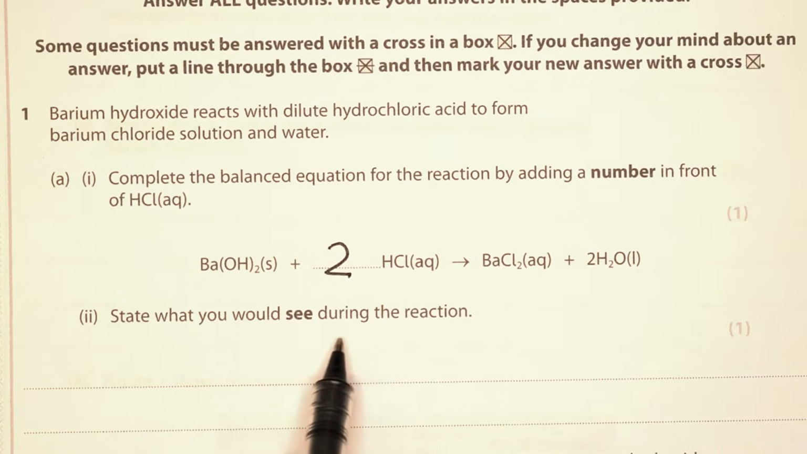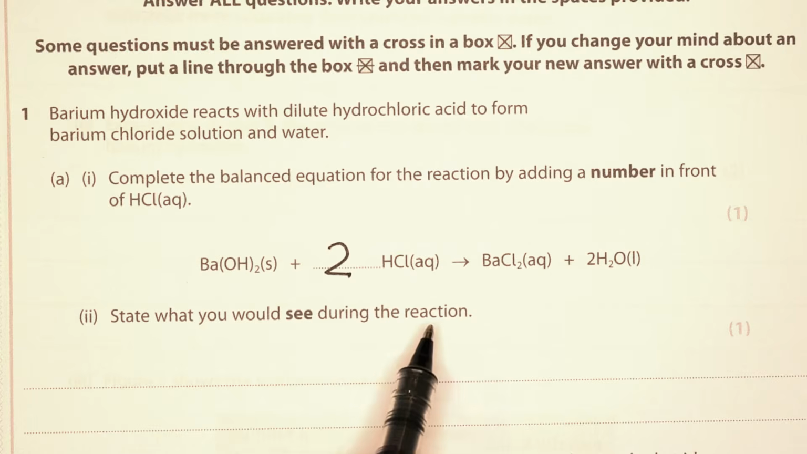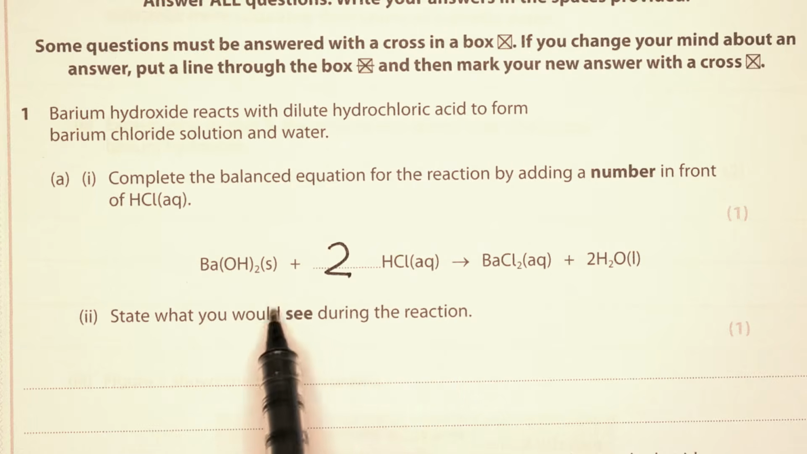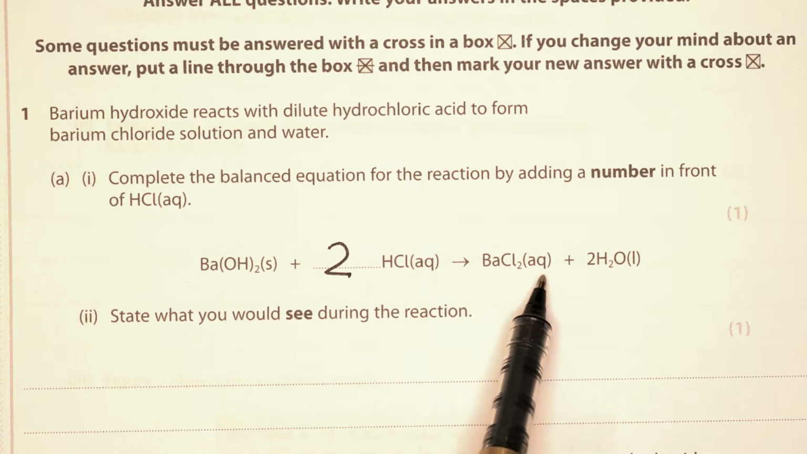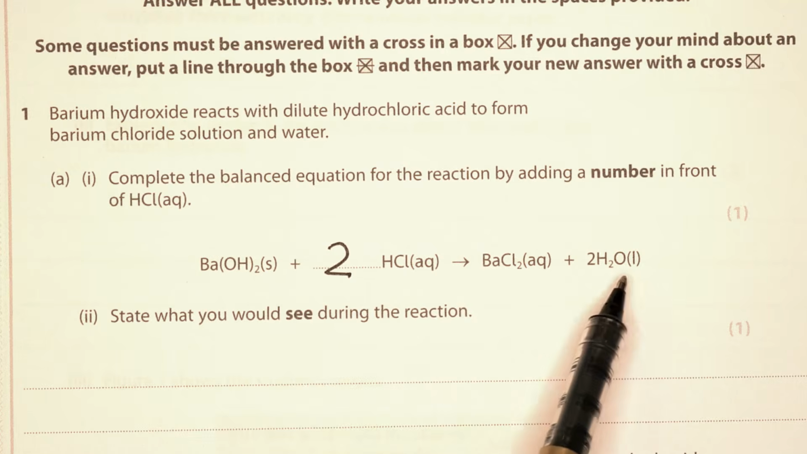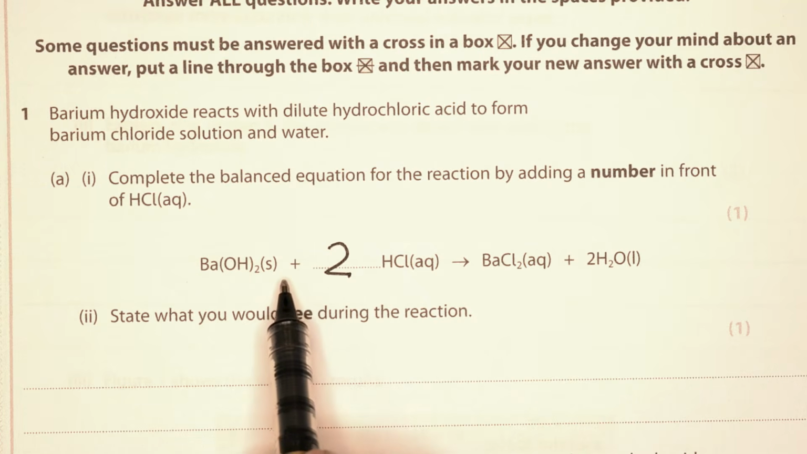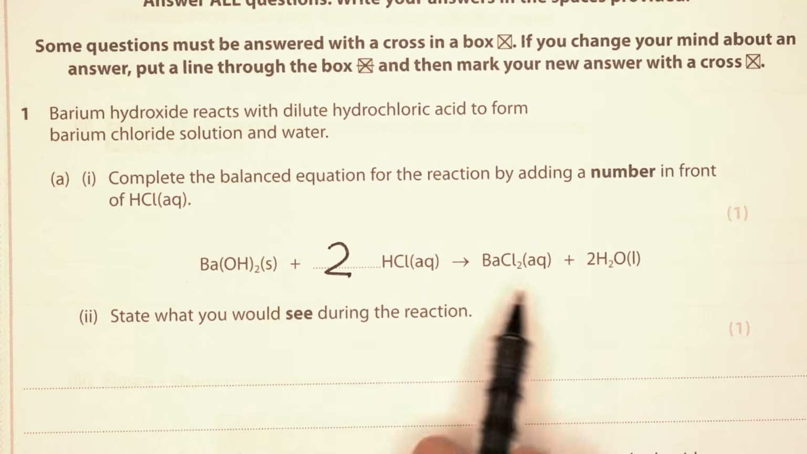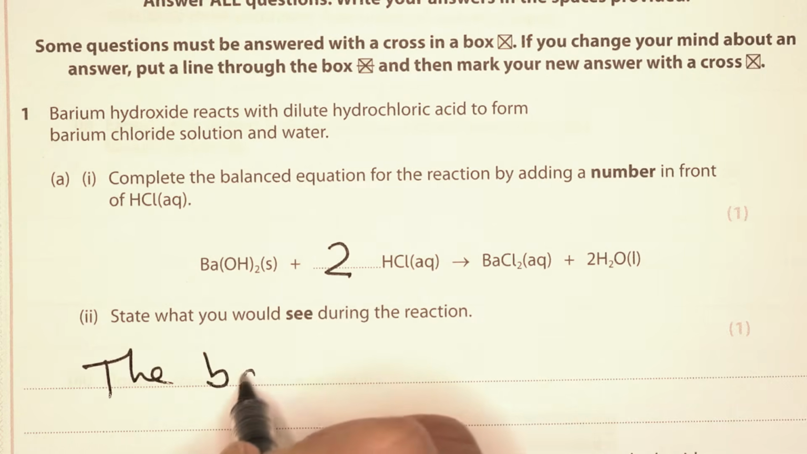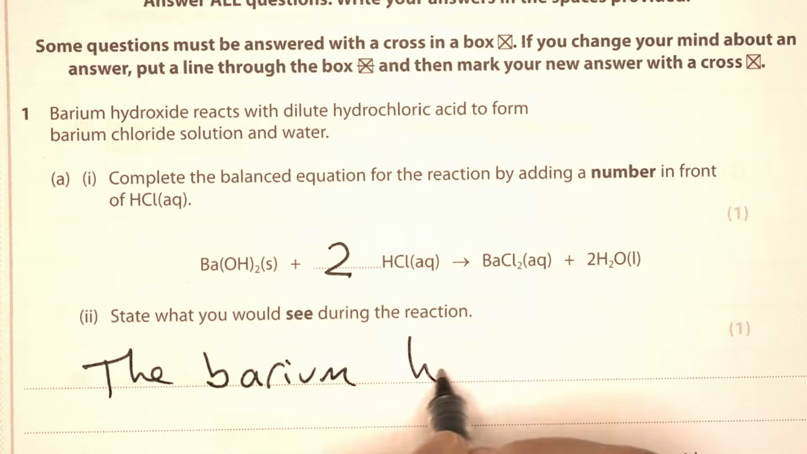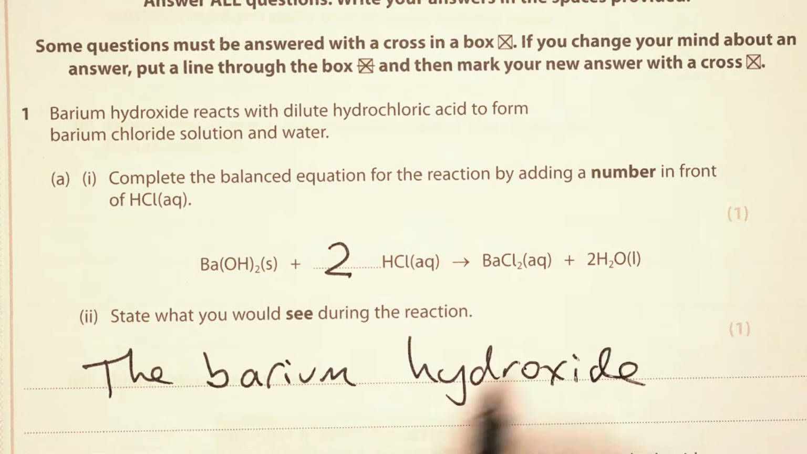State what you would see during the reaction. Well, we need to pay close attention here to the state symbols. We've got a solid reacting with a solution, and that makes another solution and a liquid. So we would see that solid disappearing. It's changing into a solution and a liquid. So the barium hydroxide disappears.